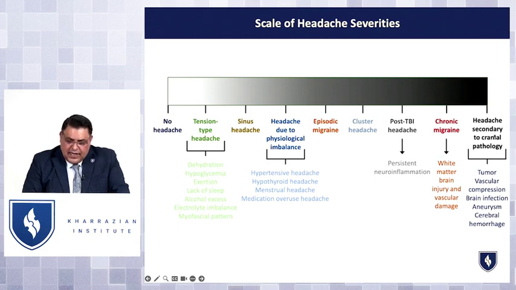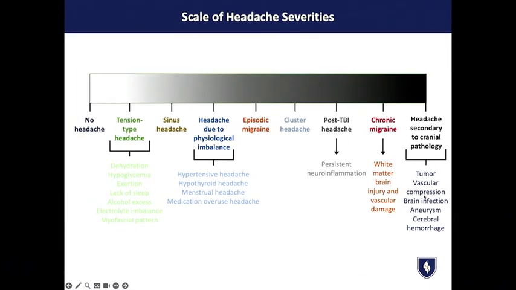Obviously, when patients have headache secondary to cranial pathology, many times you're going to see neurological deficit signs with them. They're going to explain it as the worst headache they ever had in their life. There are some red flags that we'll go over that are helpful to identify them. Now, for the rest of the headaches, we start here with least severe to more severe.